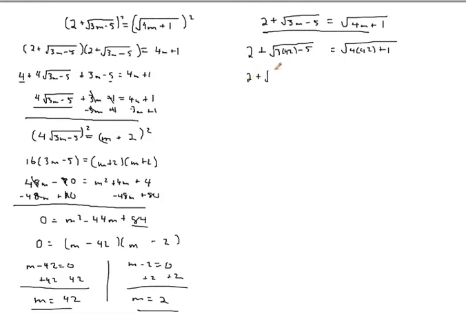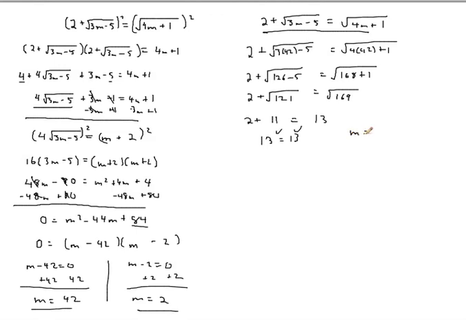So 2 plus, well, 42 times 3 gives us 126, 126 minus 5. And 42 times 4 gives us 168 plus 1. So 2 plus the square root of, well, 126 minus 5 gives us 121. And 168 plus 1 gives us 169. So 2 plus, well, the square root of 121 gives us 11. And the square root of 169 is 13. So on the left side, 2 plus 11 gives us 13, which is equal to the right side. So we know that m equal to 42 is a solution.